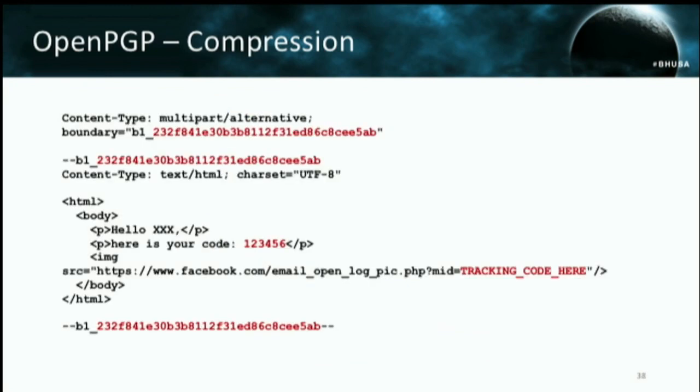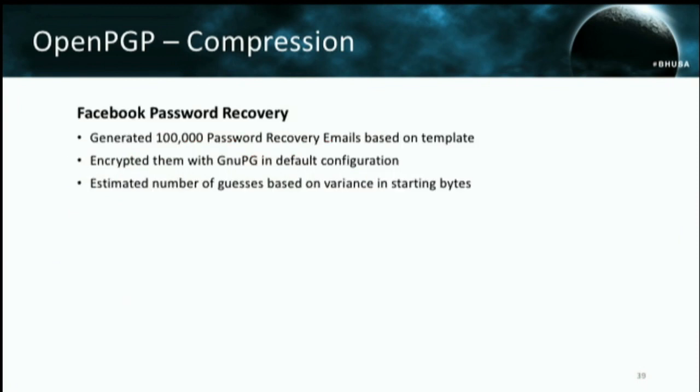We looked into the template and found out that there are 3 parts that change from one mail to another. On the one hand the border, which is fully random. Then of course the password reset token is changing, and we have some kind of tracking code inside the tracking pixel. We then took this template, generated 100,000 password recovery emails based on it, encrypted them with GPG in default configuration, made sure you cannot differentiate the mails we encrypted from a real one, and then looked at the first 11 starting bytes to get a feeling if we could do such an attack there.